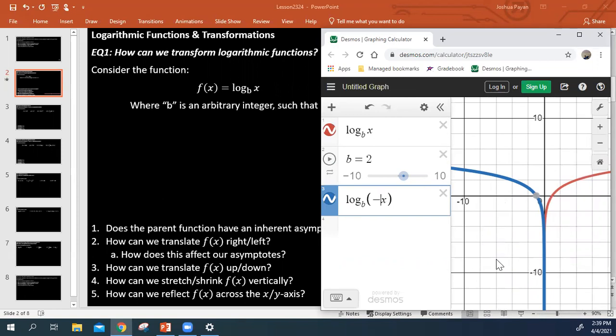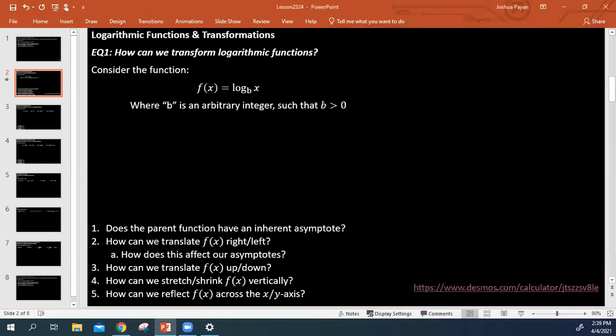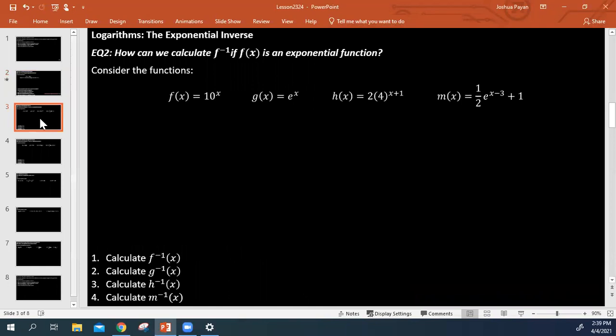Okay, and that's going to look kind of familiar from our cube root and our square root functions, which were a lot like this. So just a heads up there, that's how transformations are going to work.